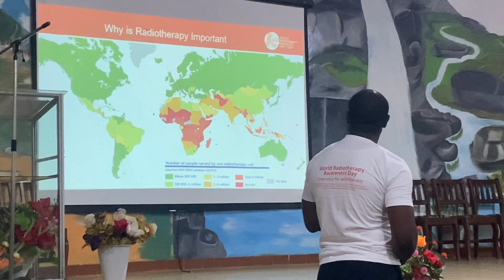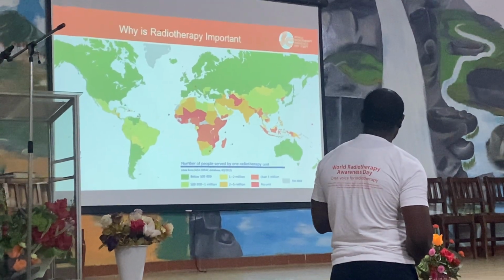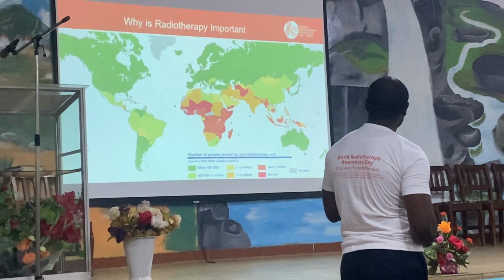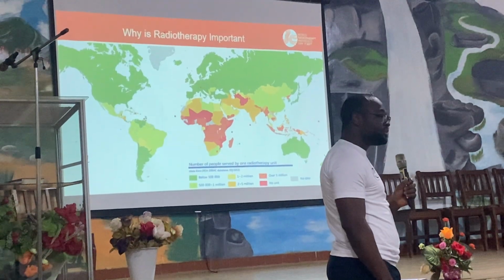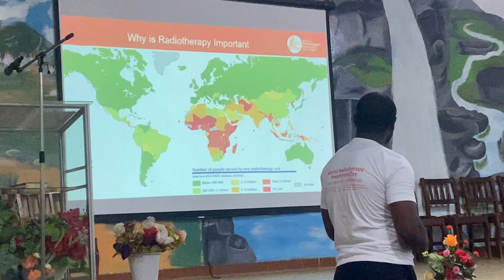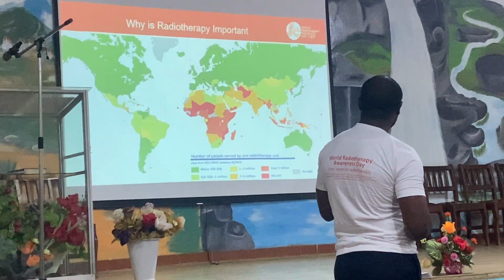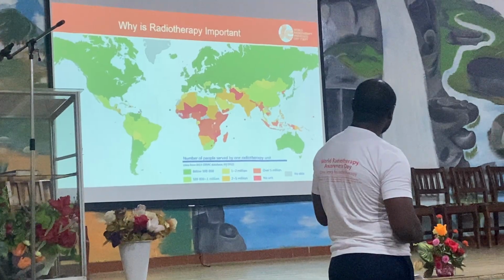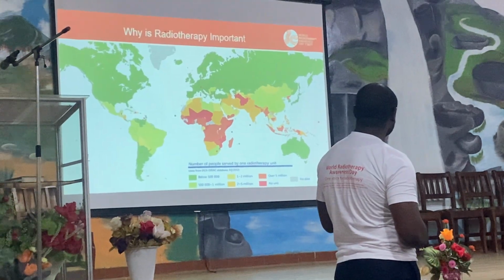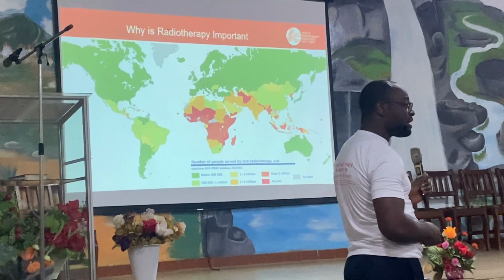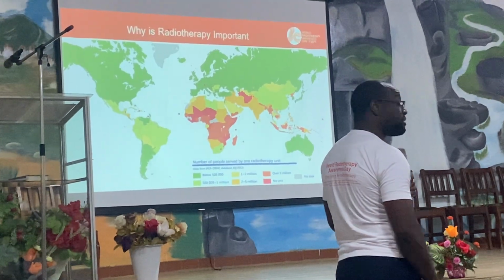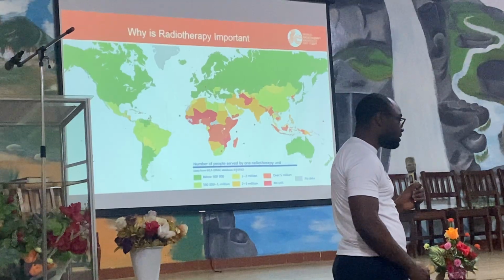So this map illustrates the global distribution of radiotherapy services. And the countries in green are the ones with the best availability of radiotherapy, having somewhere between 1 radiotherapy machine for every 500 inhabitants. While the countries in red are the ones where you don't have any radiotherapy access. And you see where the majority of those countries in red are, right here in Africa.